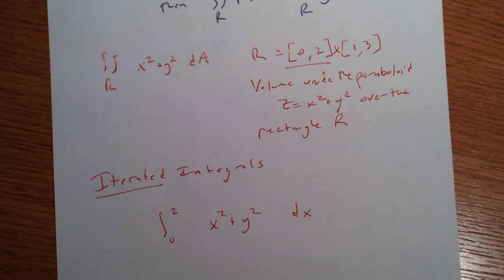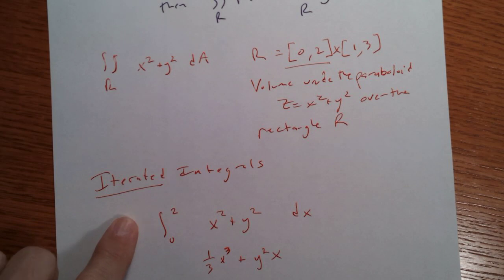So we're going to treat y here like it's a number. And we're taking the integral in x. Well, the integral of x squared is 1/3 x cubed. And the integral of y squared, well, y squared is a number. The integral of 3 is 3x. The integral of 7 is 7x. The integral of y squared is y squared x.